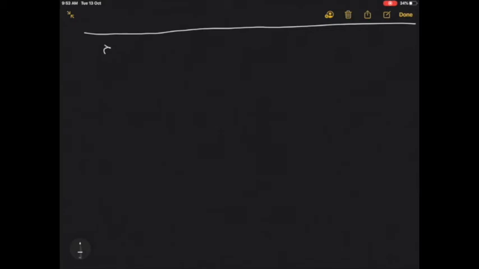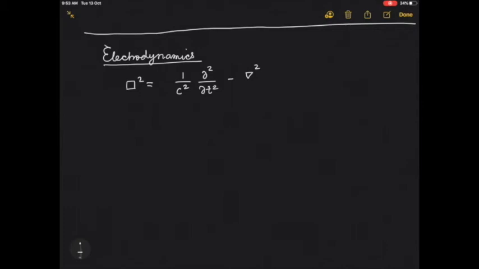Let me go a little bit to discuss what happens in electrodynamics. And this is going to be a very, very superficial discussion. But if you have got the idea, then you will be able to figure it out. So in electrodynamics, we looked at this operator, which is 1 by c square del 2 del t2 minus grad square.